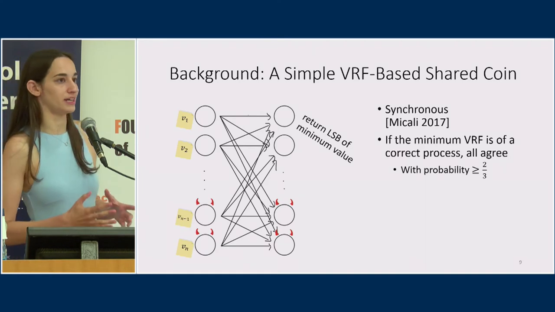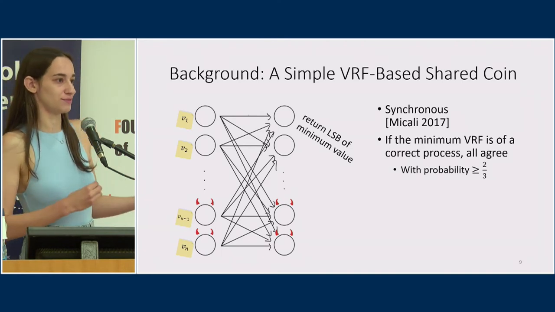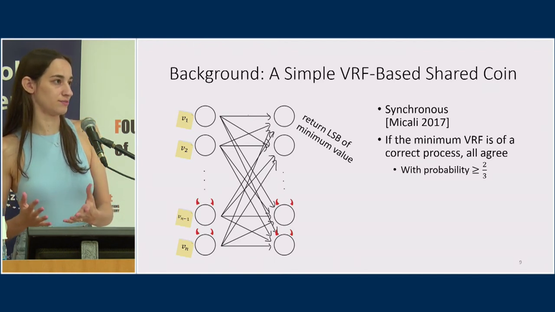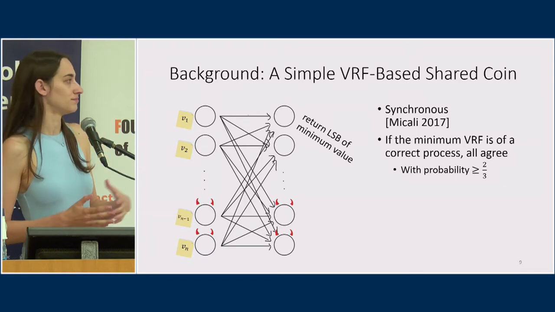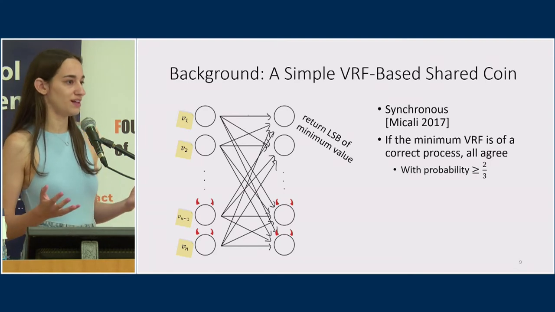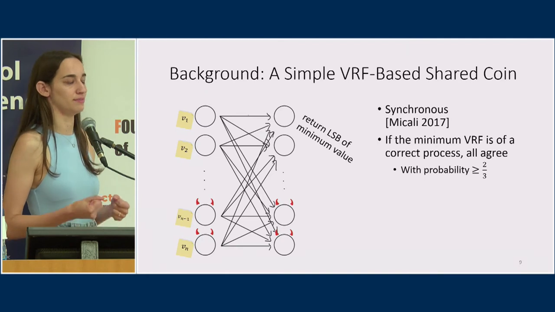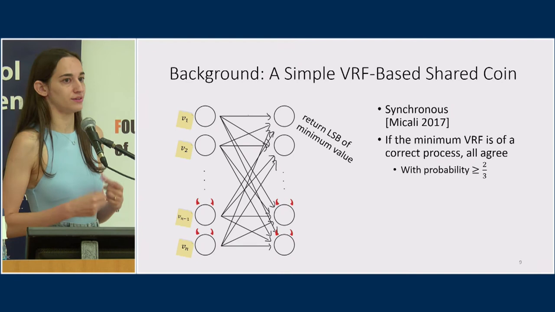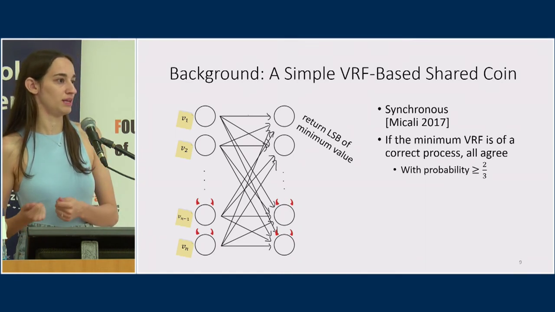We know that all values of correct processes will arrive at all the other correct processes, meaning that they all hear the same set of two-thirds values. And Byzantine values may or may not arrive. In this case, if we all agree on the least significant bit of the minimum value, there is a good chance, a chance of over two-thirds, that we all hear the same minimum value.